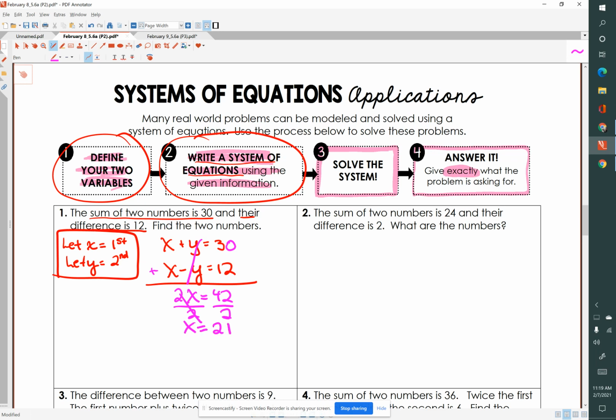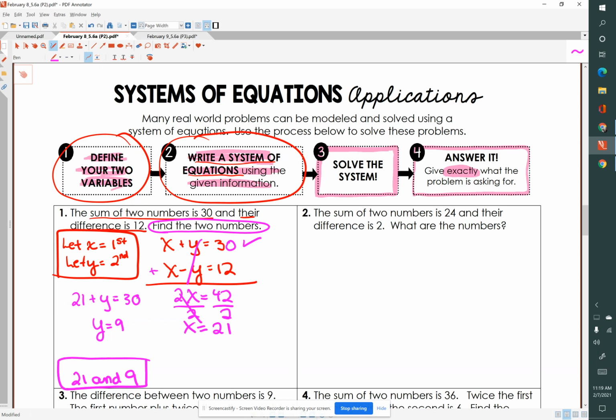So the sum of two numbers is 30. Their difference is 12. So if x is 21, let's choose the first equation. So 21 plus y equals 30, and obviously y equals 9. So let's go back to the question. Find the two numbers. What are the two numbers? The two numbers are 21 and 9. And that's our final answer.